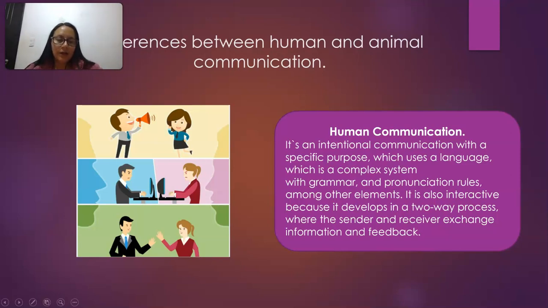Also, we have an important thing: interactive communication. For example, if I am talking with a friend, I can be telling a problem and he or she is listening to me, and after I finish, they give me feedback, maybe advice or something like that, and it happens only with humans, not with animals.